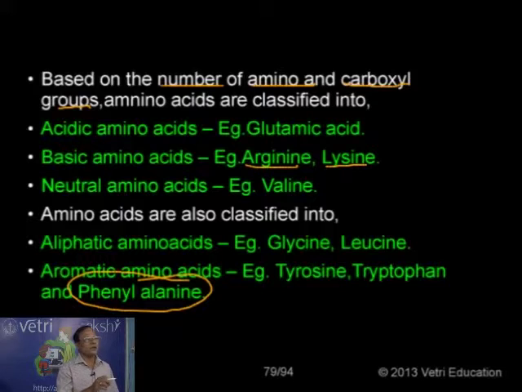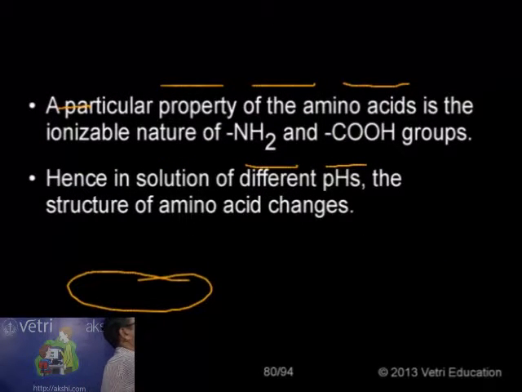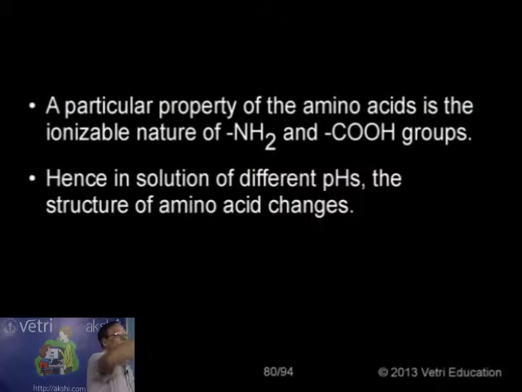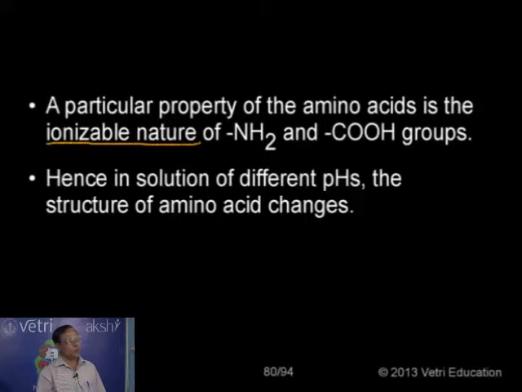So only three amino acids have the aromatic group: tyrosine, tryptophan, and then phenylalanine. So this classification is based on the presence of aliphatic or aromatic groups. The particular property of these amino acids is that they have the ability, what ability? The ionizable nature of amino and carboxyl groups.